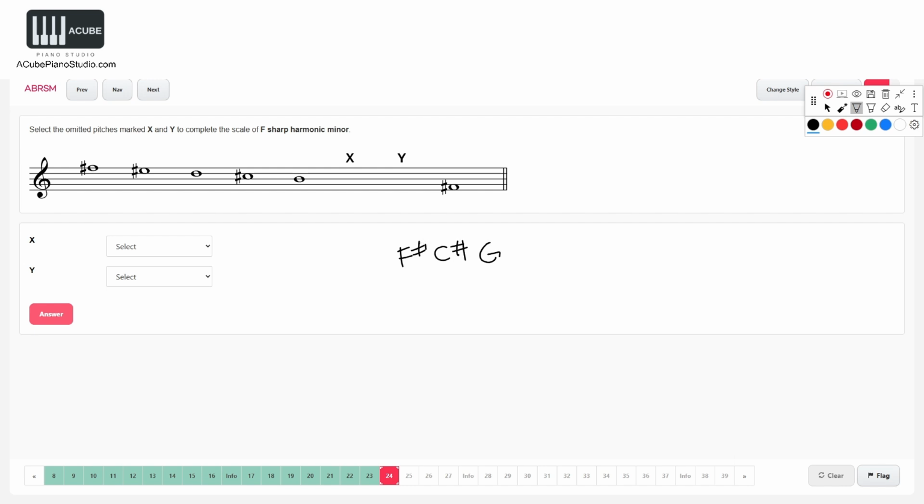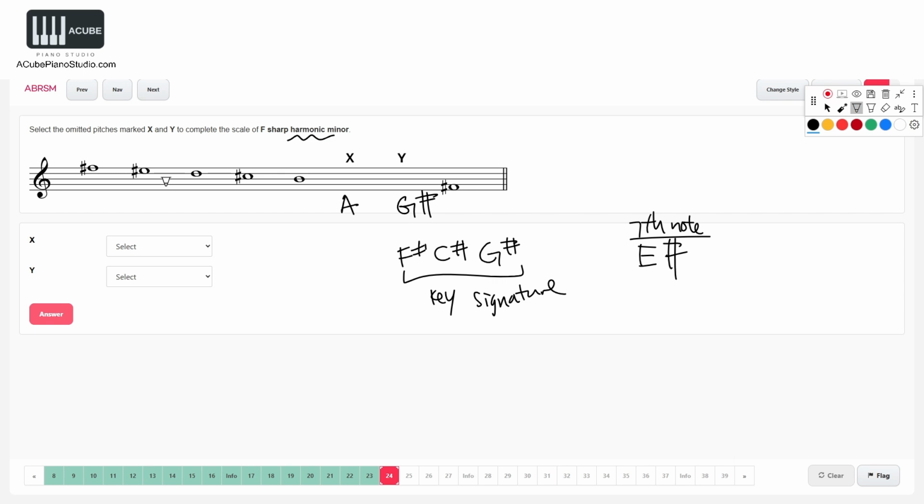So now coming back to this, for F sharp harmonic minor, you have F sharp, C sharp, and G sharp as part of the key signature. So you have harmonic, right? For harmonic, you need to sharpen the 7th note for both ascending and descending. So the 7th note is E, and you need to sharpen it. So this is F sharp, then E sharp, then D, correct? Then C sharp, B, then A, then G, you need a sharp G. So it's G sharp, then F sharp. So X should be A, and Y should be G sharp.